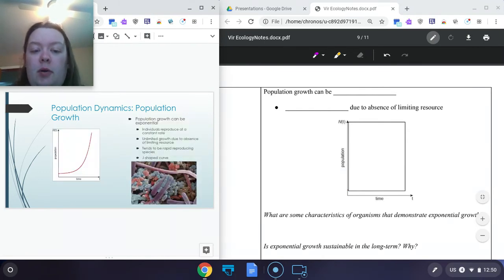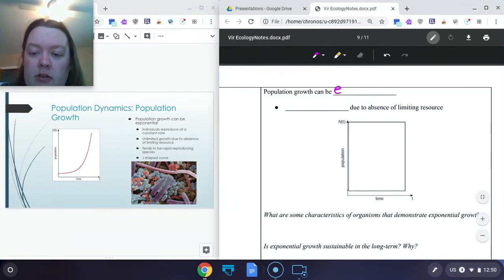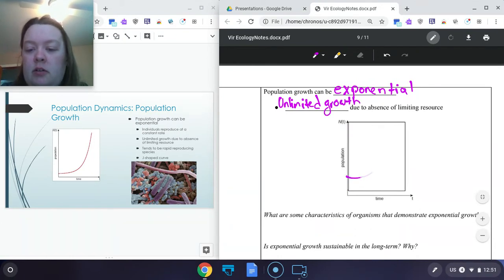One type of growth for populations to exhibit is called exponential growth. And exponential growth is due to the absence of limiting resources. So you have unlimited growth, because you have nothing limiting your growth, and it's going to look like this. Populations go up, up, up, up, up. Over time, nothing holds them back. They just go up, up, up.